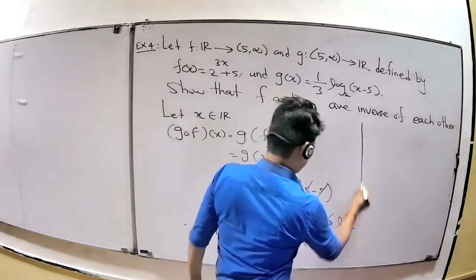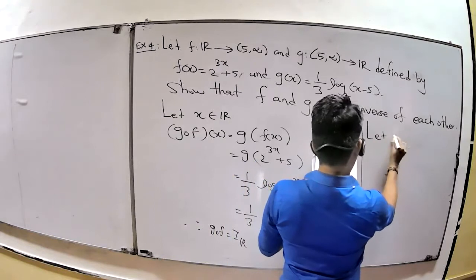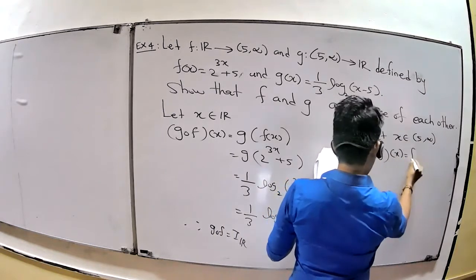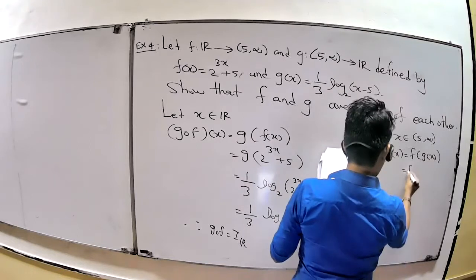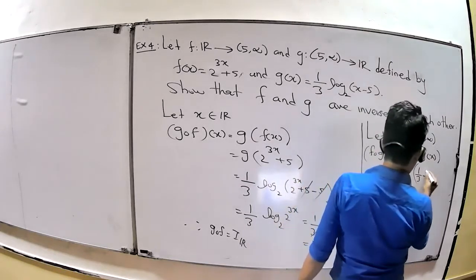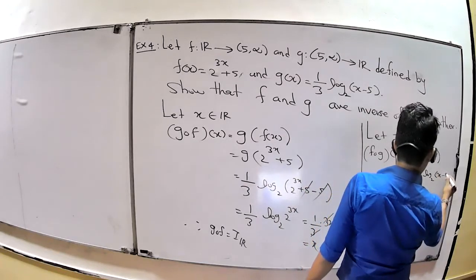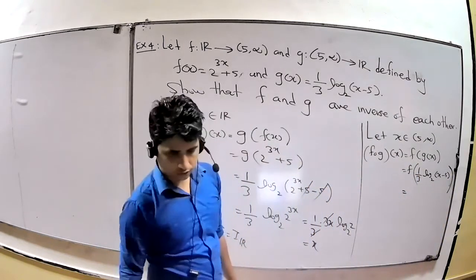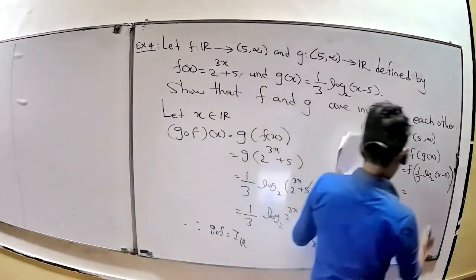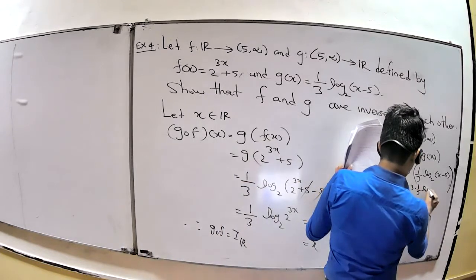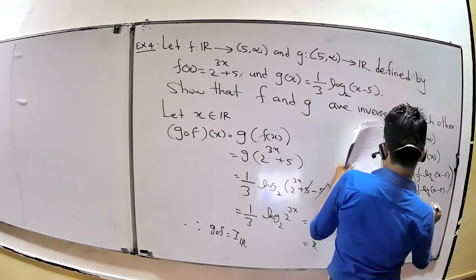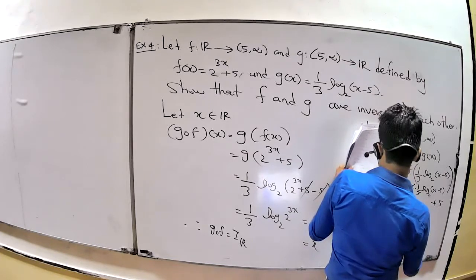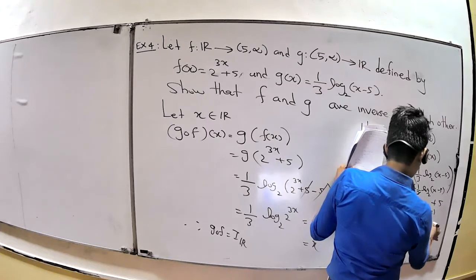Now let x belong to 5 comma infinity. F composition g of x, f of g of x, with the value 1 by 3 log 2 of x minus 5. 2 to the power 3 times 1 by 3 log 2 of x minus 5, plus 5. This 3 cancels. 2 power log 2 of x minus 5, plus 5.